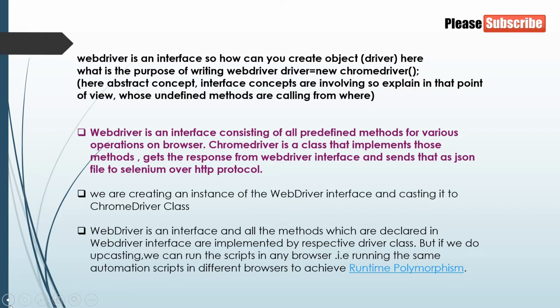And again, WebDriver is an interface, as I'm always saying; I'm explaining the same thing from different points, so that if you're not getting it in one point, you can get it in the second or the third. So WebDriver is an interface, and all methods declared in the WebDriver interface are implemented by the respective driver class. But we can do upcasting. We can run the script in any browser, that is, running the same automation script in different browsers, to achieve runtime polymorphism.